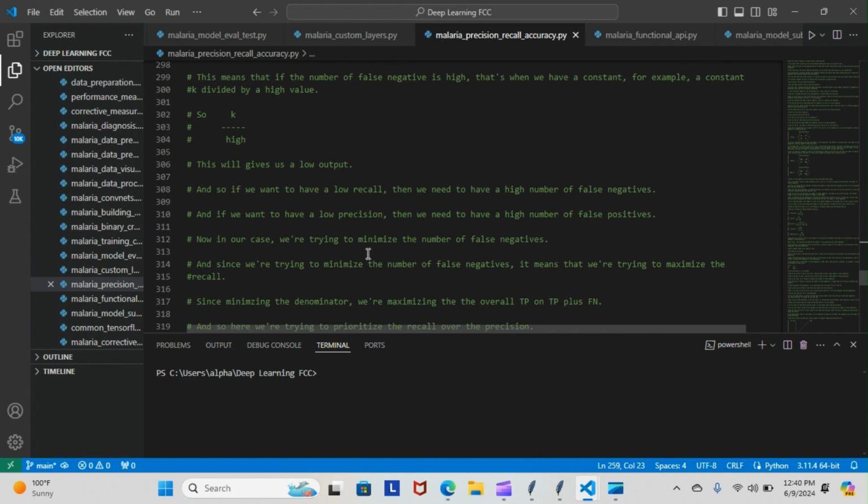In our case, we're trying to minimize the number of false negatives. And since we're trying to minimize the number of false negatives, it means that we're trying to maximize the recall. So that's all the reading I'm going to do for right now.